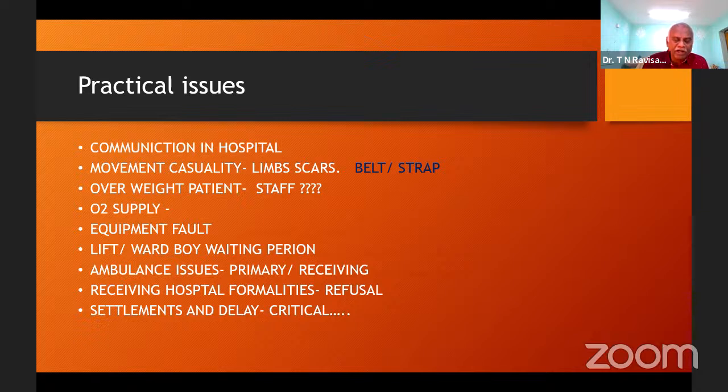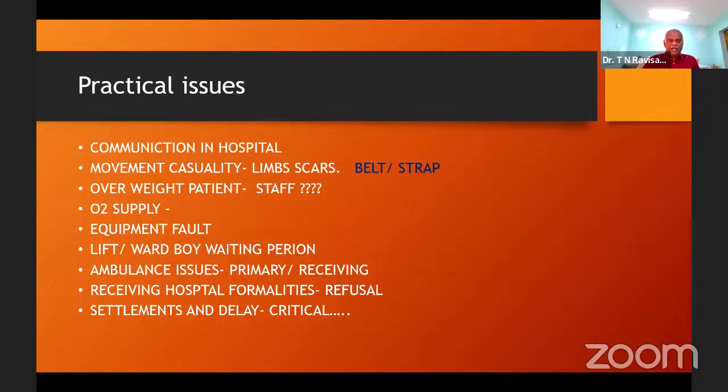When you are going to wait in front of a lift, it's going to be time consuming. And if the patient has to be shifted out of the lift, you need to keep the lift waiting in the ward before you shift the patient out of the ward or shift the patient onto the stretcher.